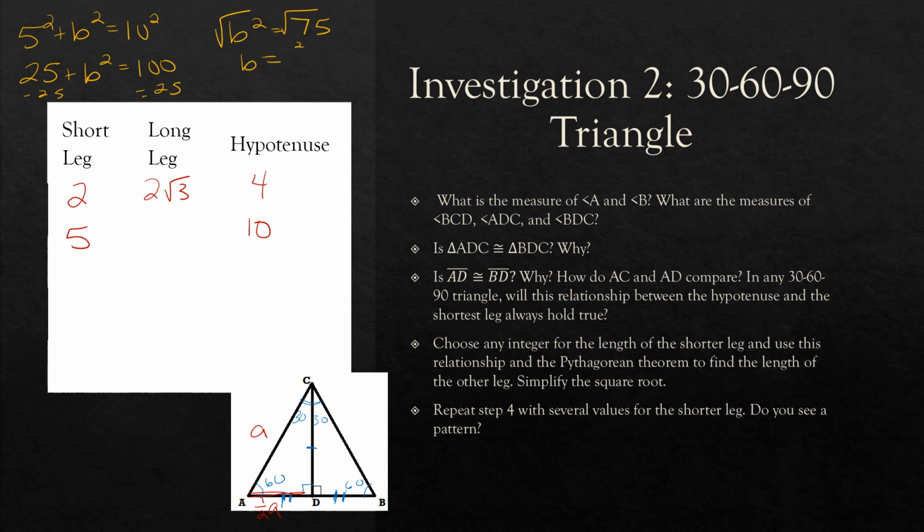75 is 25 times 3, and 25 is a perfect square. So the square root of 25 is 5. What's left inside is still the square root of 3. So 5 square roots of 3. Pick another number for your short leg and calculate the long leg and the hypotenuse. See what pattern you see.